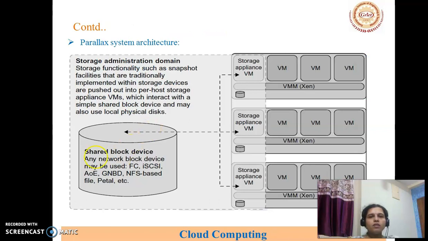Here is the Parallax system architecture. Here it is a shared block device. Any network block device may be used, such as FC, AoE, GNBD, NFS-based file, or Petal, etc. This is the storage administration. These are the storage appliance virtual machines, and on top of every hardware we have Xen. This is a storage administration domain, whose functionality, such as snapshot facilities that are traditionally implemented within the storage devices, is pushed out into per-host storage appliances.